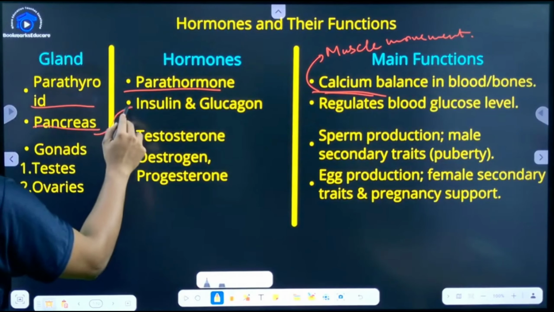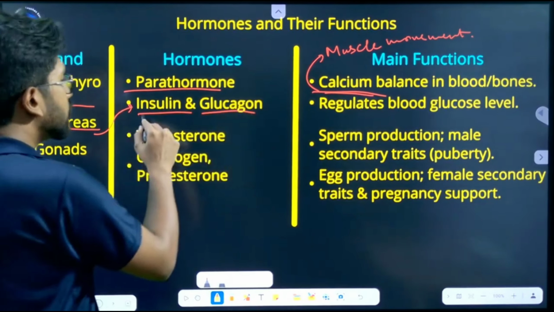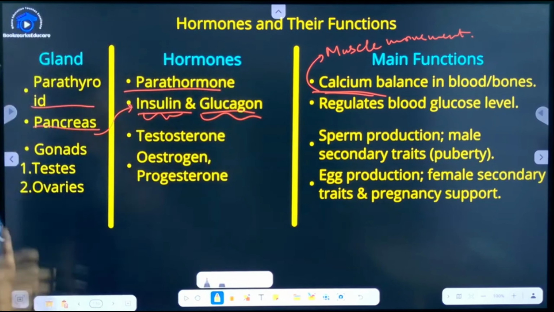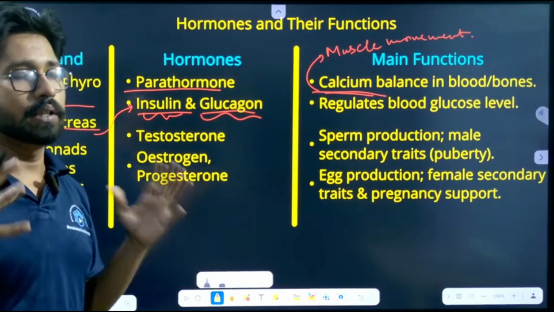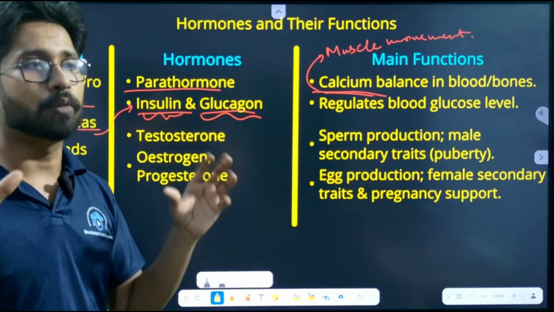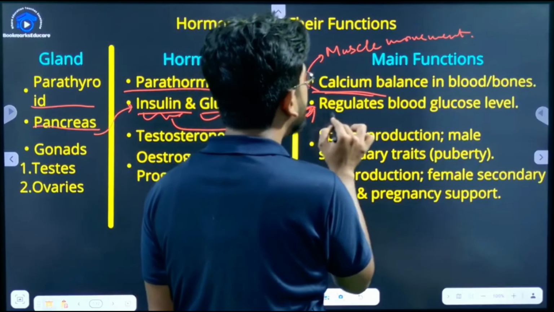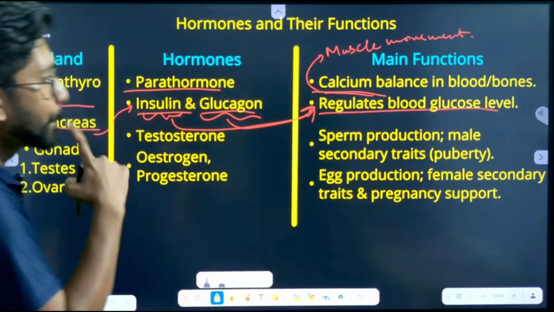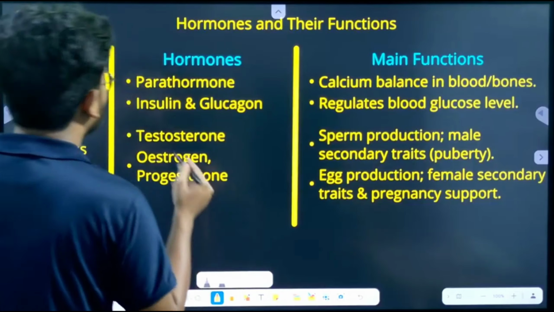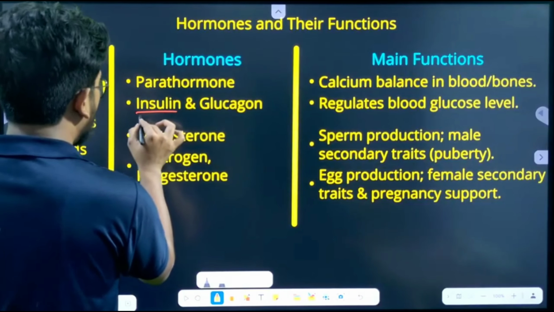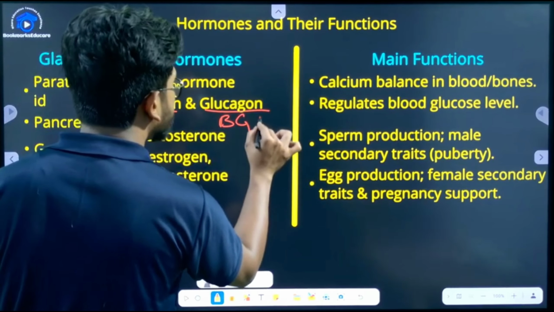Then pancreas, it releases insulin and glucagon. That is a very interesting thing, because insulin and glucagon are antagonists of one another, as in the work of insulin and the work of glucagon work on the same component but with direct opposite effect, and together they regulate blood glucose level. How? Let me just explain a little bit so that you can understand. The effect of insulin on BG, blood glucose, is that it decreases blood glucose. At the same time, BG is increased by glucagon.